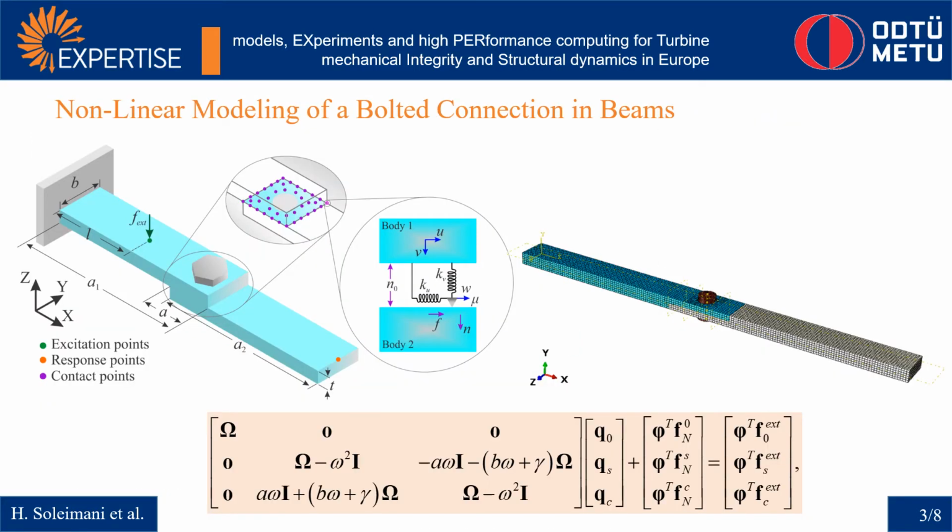But how do we model a bolted connection? By using some mathematical models like harmonic balance and finite elements, we can model the structure. But for modeling a joint, we need more complicated elements that are distributed over the contact region. And the parameters of those models should be identified by using real experimental data. So we need identification.